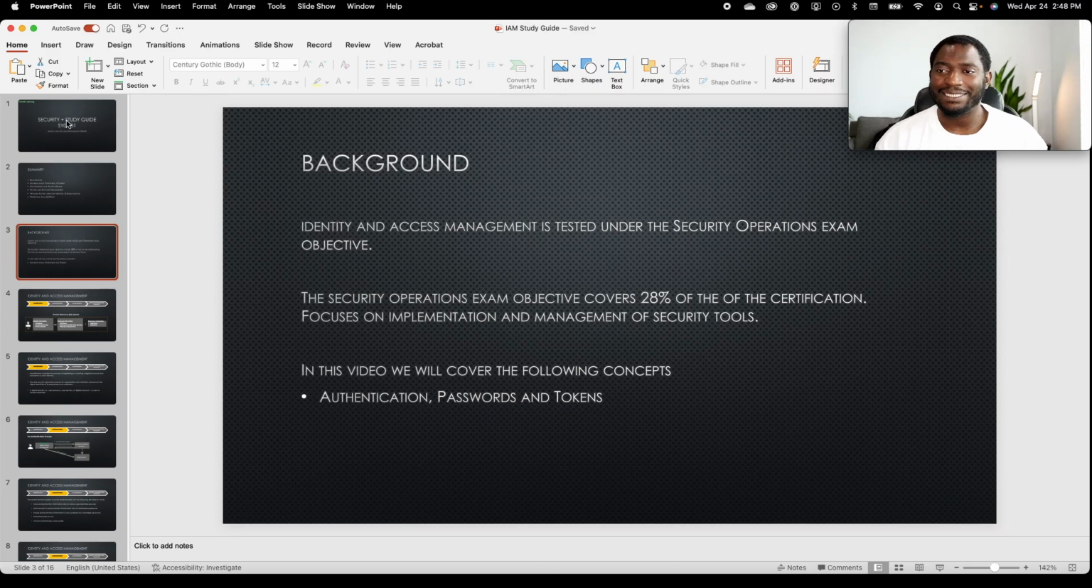Now, the identity and access management section is tested under the security operations exam objective. And this exam objective covers 28% of the certification. This section focuses on the implementation and management of security tools. And in this video, we're going to cover concepts like authentication, passwords, and tokens.